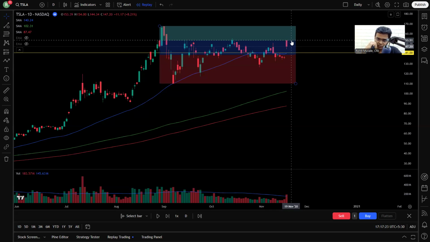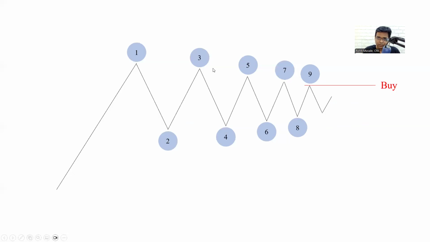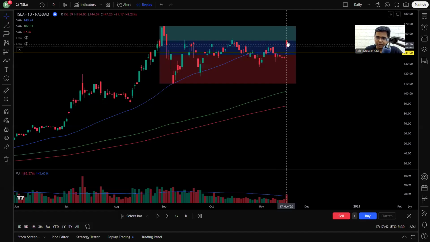Okay. So, what to do next? Remember, I showed you this diagram 1, 3, 5, 7, 9. All of these are buy points. So, in Tesla's case, we have point number 7 and point number 5. Both of them have become invalid now. Okay. Now, if I draw the base, look what happens.